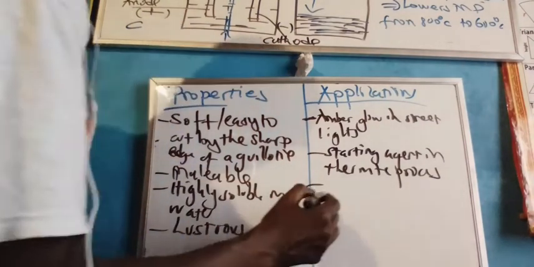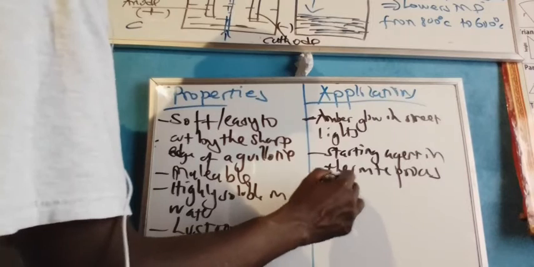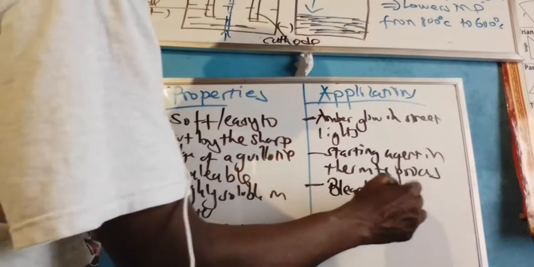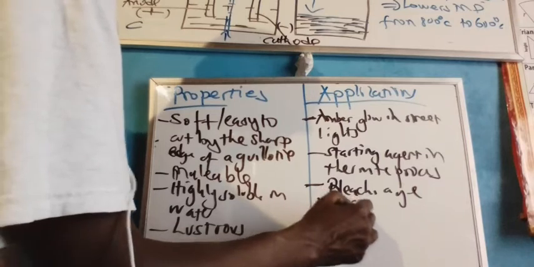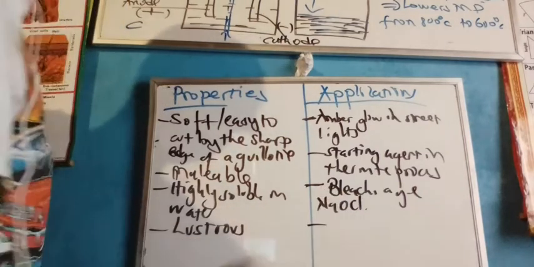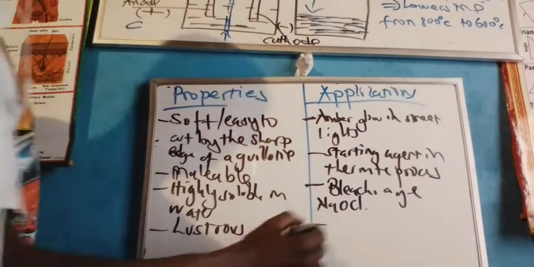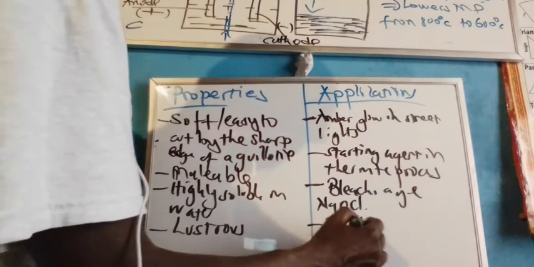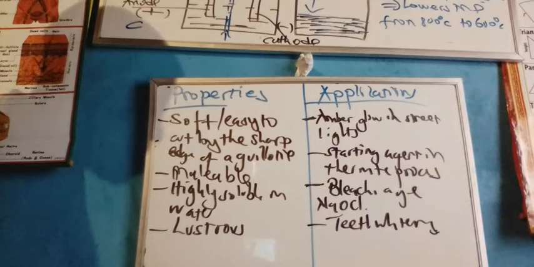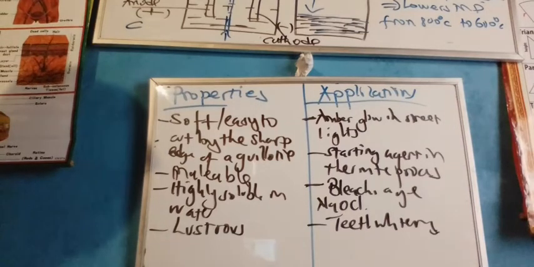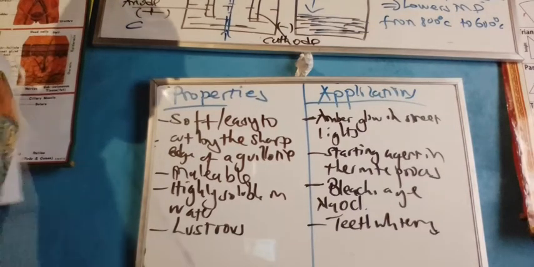It is used in the manufacture of bleaching agents. For example, for paper pulp, you may have sodium chlorate. It is used for manufacture of teeth whiteners and many other applications. So that is sodium, an important metal.